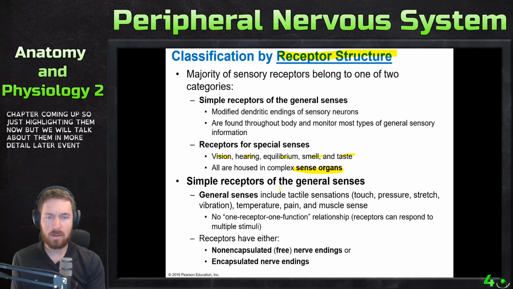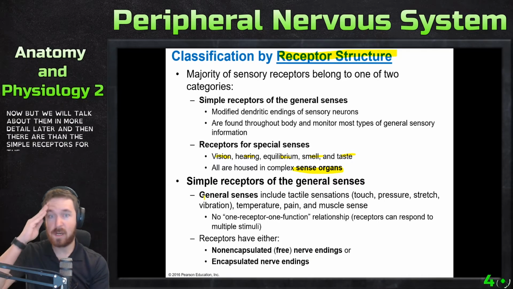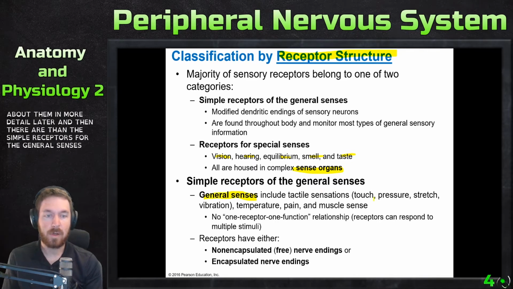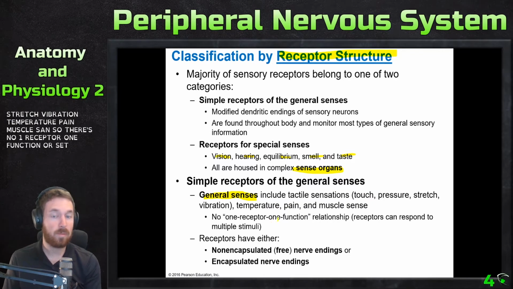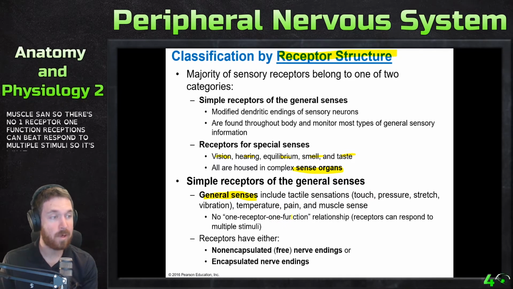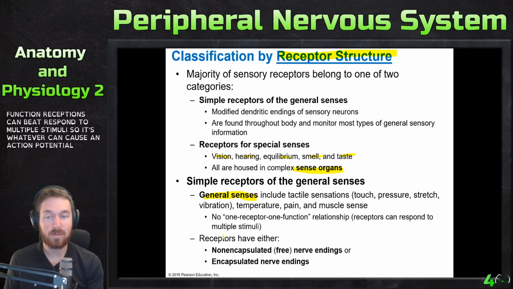And then there are the simple receptors for the general senses. So touch, pressure, stretch, vibration, temperature, pain, muscle sense. So there's no one receptor, one function. Receptors can respond to multiple stimuli. So it's whatever can cause an action potential that is what matters.